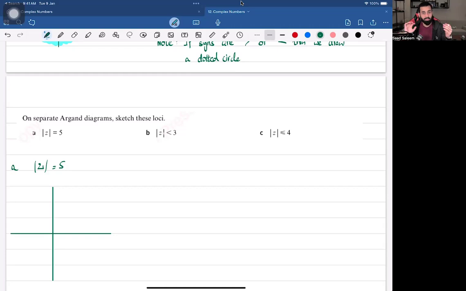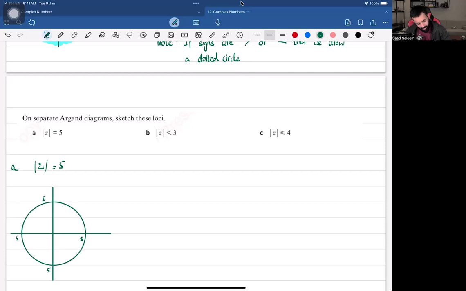When inside the modulus you have something else, that is when we'll see that the center will not be the origin. It will be some other point. So here we have a circle which will have radius 5. Now remember, it's a sketch. So this is 5, this is 5, this is 5, this is 5. We don't need to shade because it's an equal to sign. There's no shading that's required.